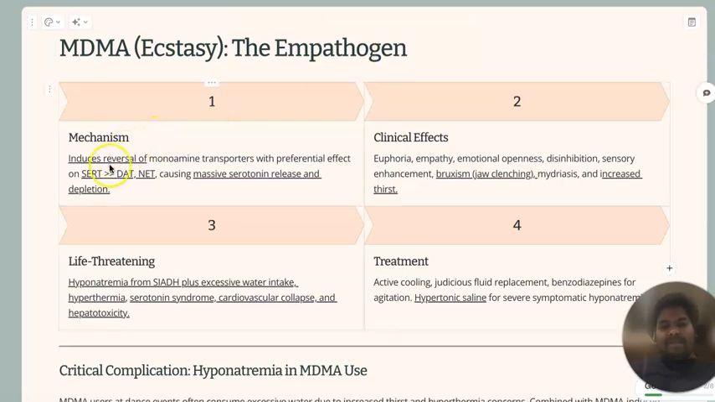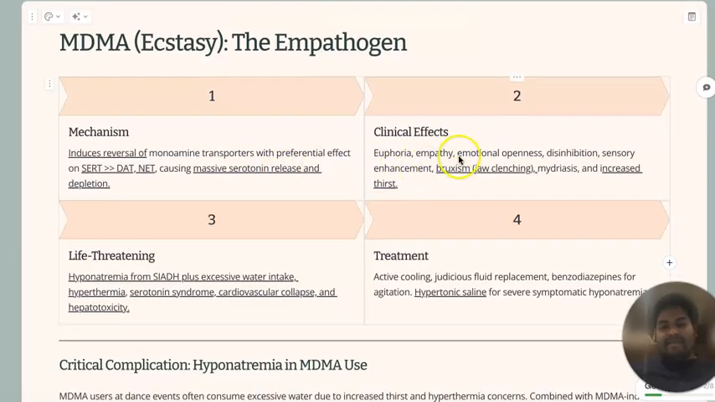So now the mechanism is that it induces reversal of monoamine transporters, especially serotonin, then dopamine and norepinephrine. So this leads to massive serotonin release in the synaptic cleft. Okay, so the clinical features are euphoria, empathy, emotional openness, sensory enhancement, bruxism, that's jaw clenching, and mydriasis and increased thirst.